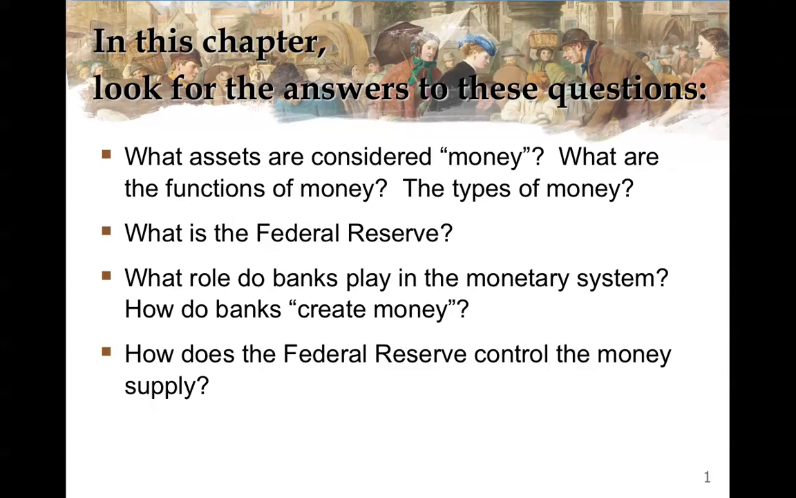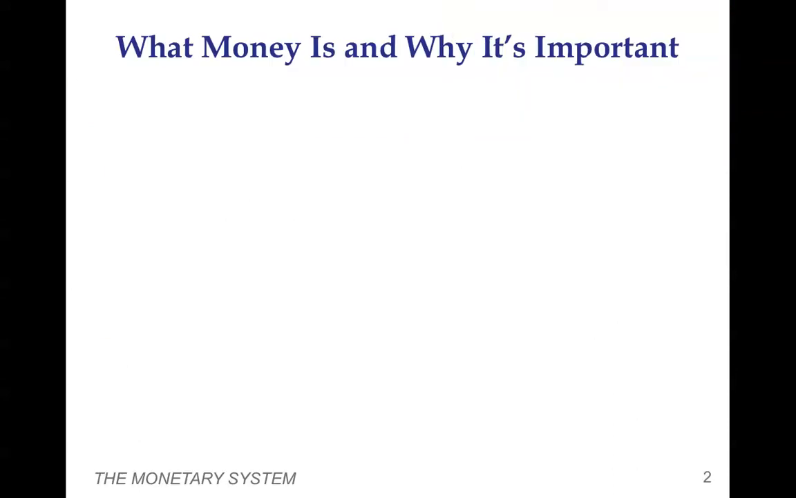I like to think that this chapter has three big parts. One is money itself. Two is the Fed and the role the Fed has to play in the economy. And three is this role of banks. How do banks create money? It's something called fractional reserve banking.